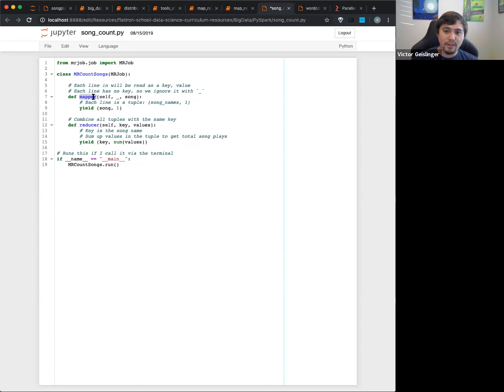So once we have our mapper right here, notice that there are no split and no shuffle functions in here, and that's because that's being taken care of by MR Job's resource management system.